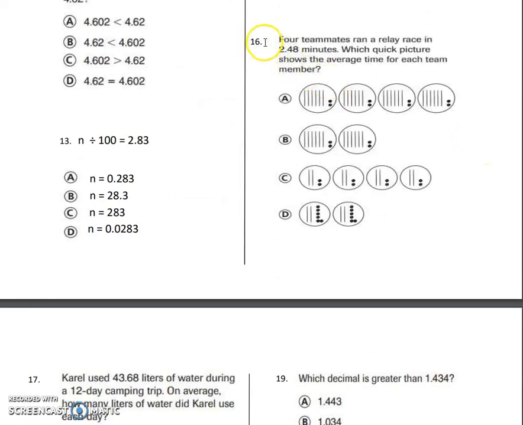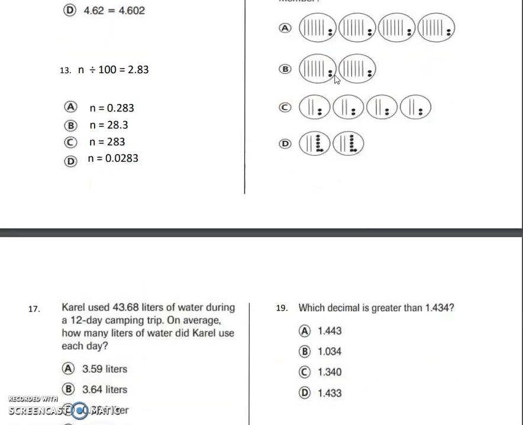Question 16. 4 teammates ran a relay race in 2.48 minutes. Which quick picture shows the average time for each team member? You may pause the recording to work the problem.